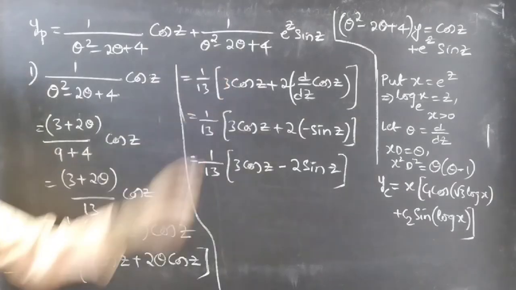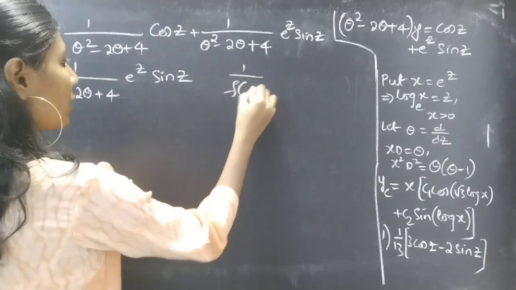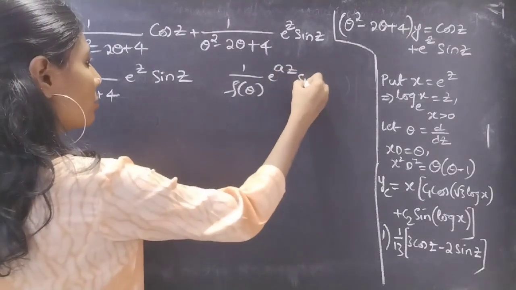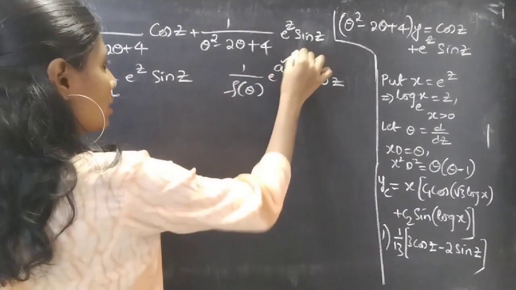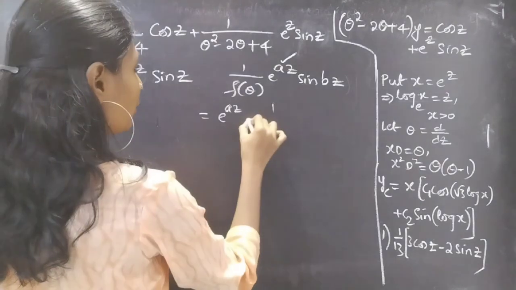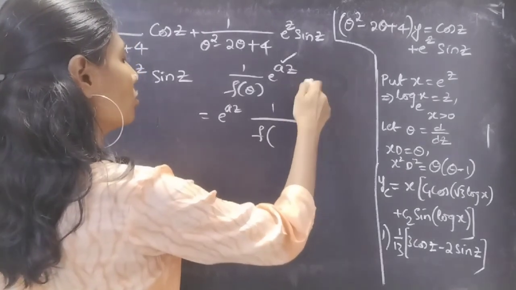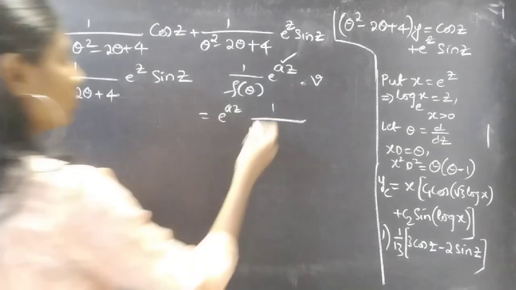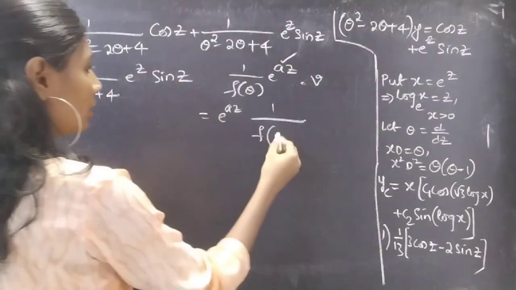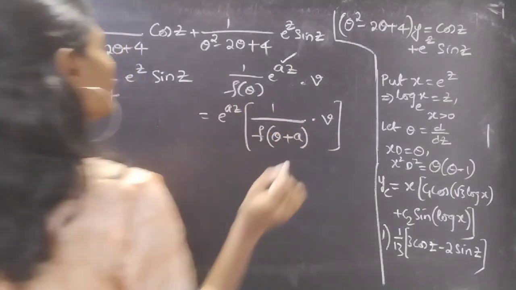Now let's go for the second one. Second one, 1 by f of theta into e power z sine z. This is of the form 1 by f of theta into e power az into sine bz. So we'll shift e power az towards the left by replacing theta. This is of the form e power az into v, where v equals sine bz, we'll do it later. Just replace theta by theta plus a. And later we'll operate on v with 1 by f of theta plus a.